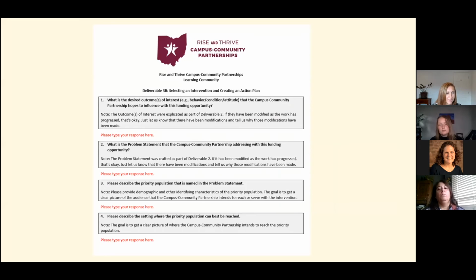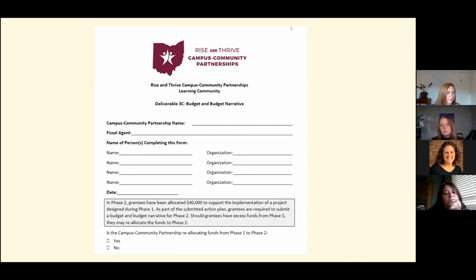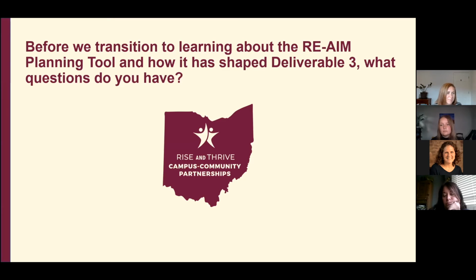So just a couple quick snapshots to give you a peek of what the deliverables look like. So taking what you did last time with your problem of practice, the next step is to figure out exactly what you're going to address, your priority population, your setting, thinking through levels of evidence, and selecting an intervention and telling us a little more about what you selected and why and how you found it. And then here is a snapshot of the budget and budget narrative that you'll complete as well. So knowing that you haven't seen this yet, but are about to, any questions at this point?